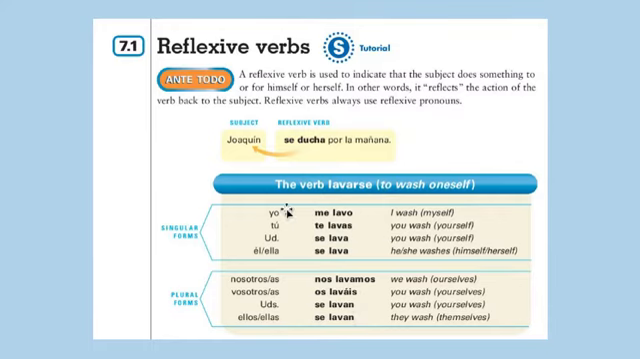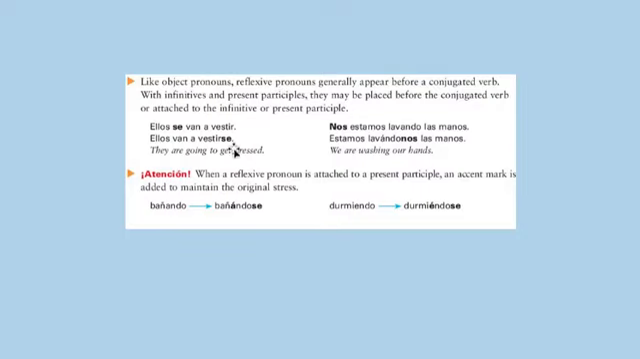Like object pronouns, like direct object pronouns or indirect object pronouns, reflexive pronouns generally appear before the conjugated verb. With infinitives and present participles, or gerunds, they may be placed before the conjugated verb or attached to the infinitive or present participle. For example, ellos se van a vestir. Ellos van a vestirse. Because this is an infinitive, it can either go before the conjugated verb or attached to the infinitive. Or nos estamos lavando las manos. We're washing our hands. Estamos lavándonos las manos. Either before the conjugated verb or attached to the gerund.